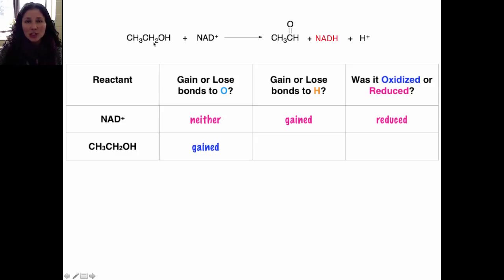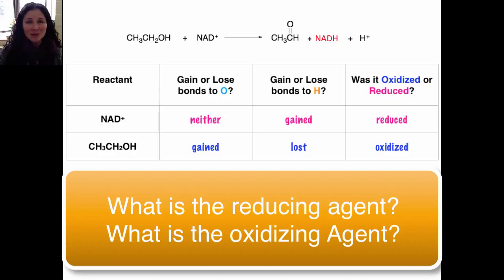We've also changed the number of hydrogens. In the reactants, there are 6 hydrogens, and in the product, there are only 4 hydrogens in this molecule. So it's lost hydrogens overall, but you could also say that this carbon has lost a bond to hydrogen, and so has the oxygen. Either way you look at it, gain of oxygens or loss of hydrogens, it tells you that ethanol has been oxidized. I'd like you to pause for a second and think about what are the reducing agents and oxidizing agents in this reaction.